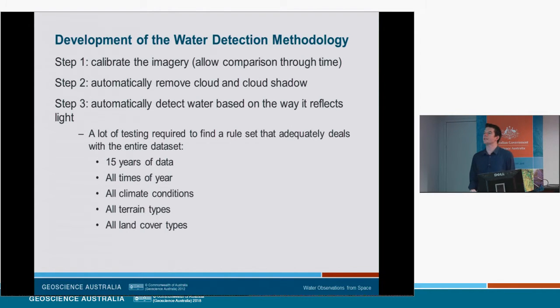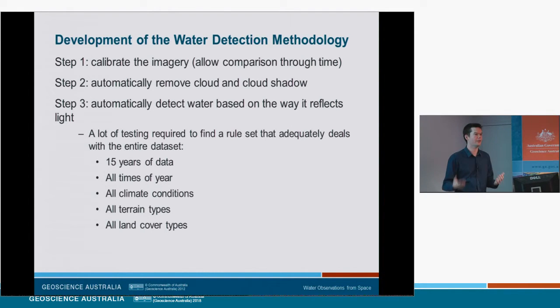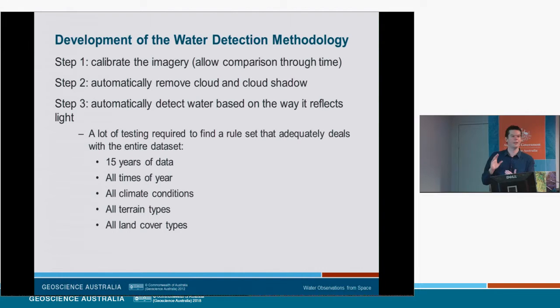So basically there's a bunch of steps. First step is to calibrate the imagery so you can compare change through time. If you think about the original photos of me when I was a baby through to now, you basically have to try and bring them all into a standard set so that they can be compared over time.